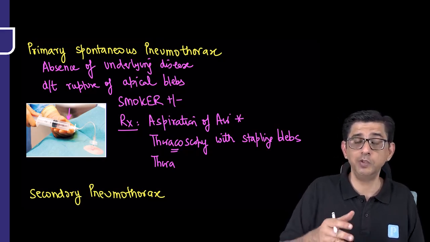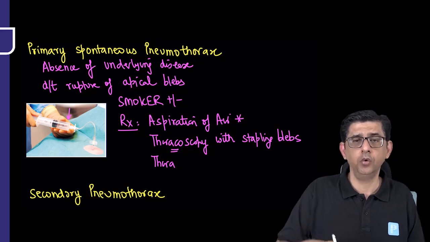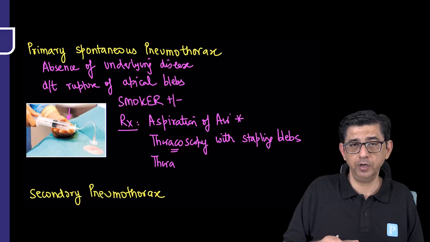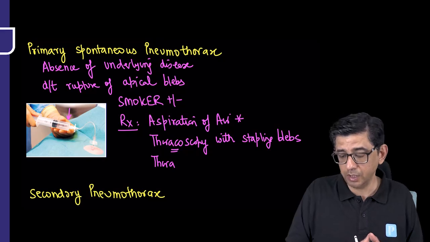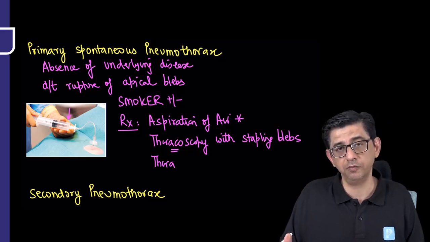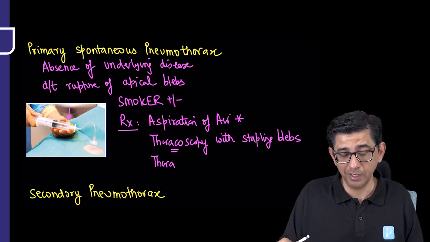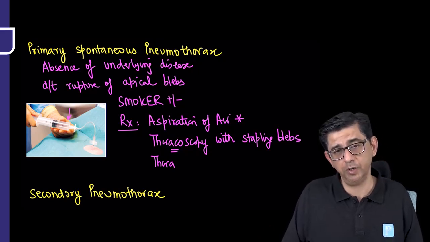If he says primary spontaneous pneumothorax, young guy, occasional smoker, sudden onset respiratory distress with findings of pneumothorax as I explained to you, radiological ones and the clinical ones, then your answer is aspiration of air. To prevent a recurrence, we will go ahead with thoracoscopy with stapling of blebs.